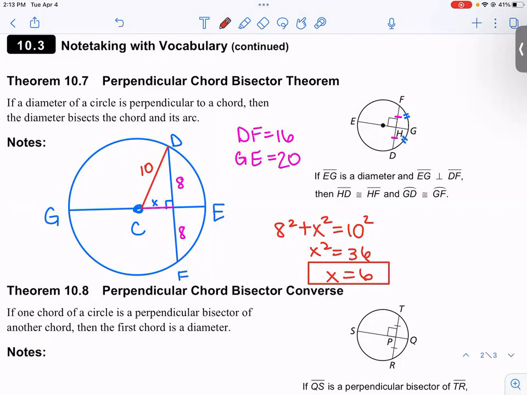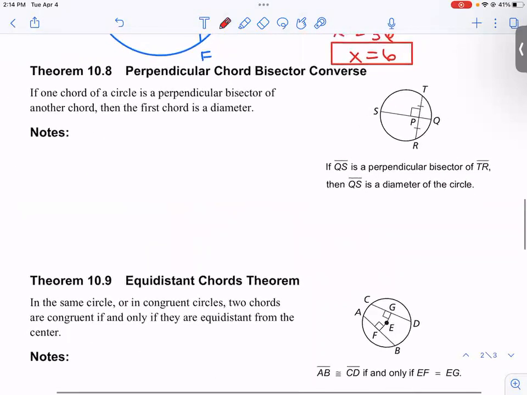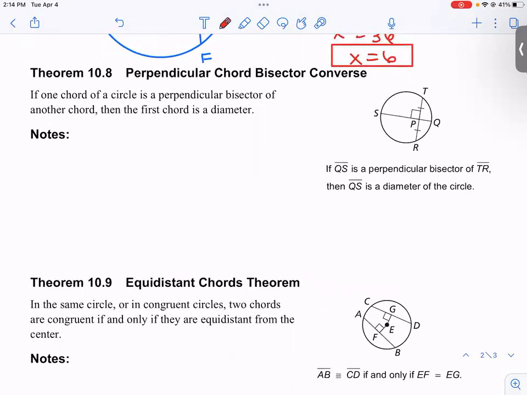Okay, so now we can also use this in written as the converse, okay? So this theorem we can apply both ways. If we have a chord that is perpendicular and it's getting bisected, then we know that SQ is the diameter. Okay, so this can go both ways.